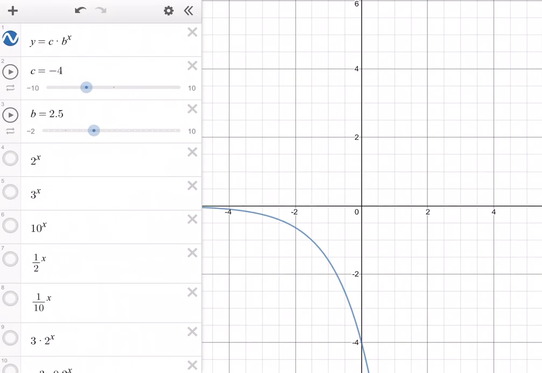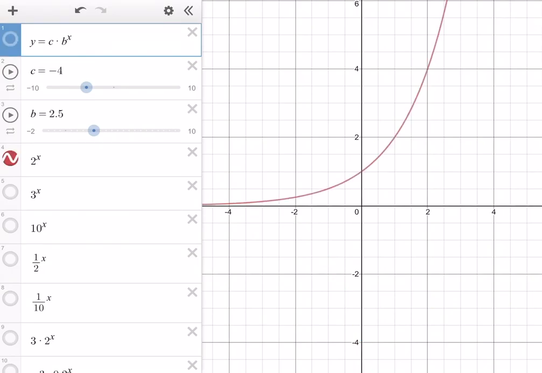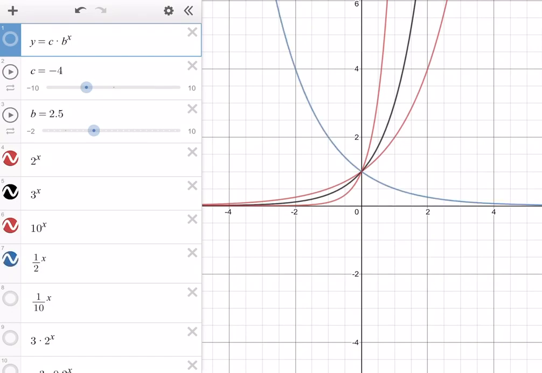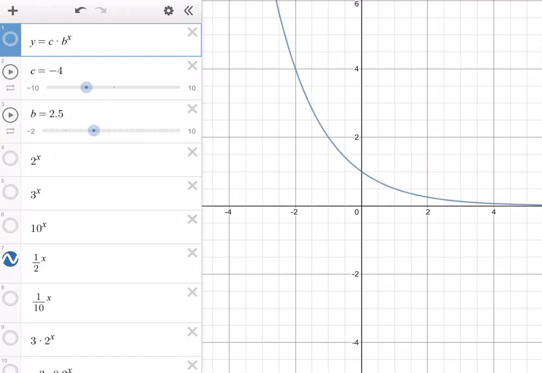And so as we said before, the graph where you have 2 to the x means that it's growing at twice the speed. 3 to the x power is triple the speed, and 10 to the x is growing at an even faster speed. And then a half, it's decreasing at half the speed. And then 1/10 is smaller than a half, so that means that it's decreasing at a faster rate.